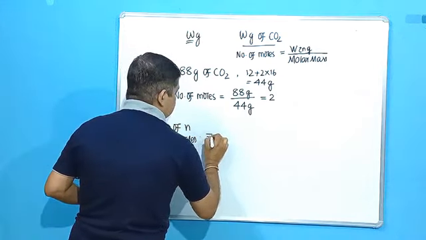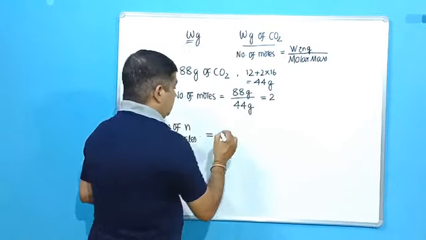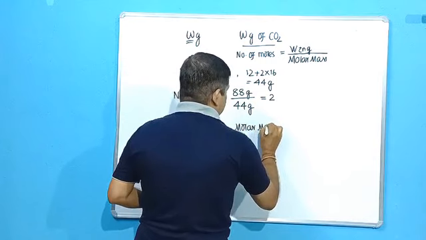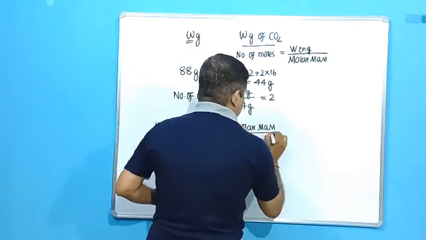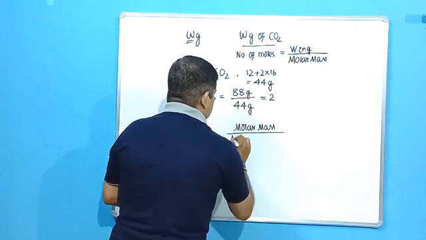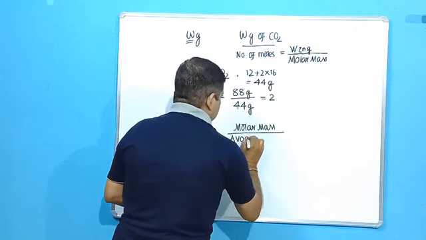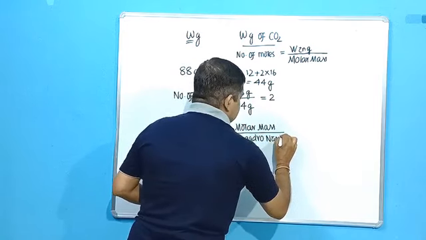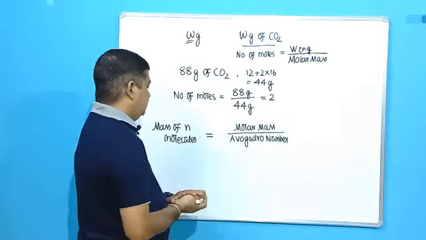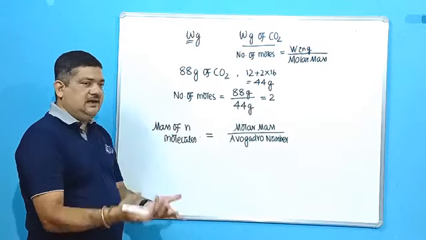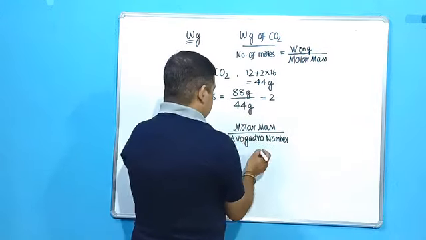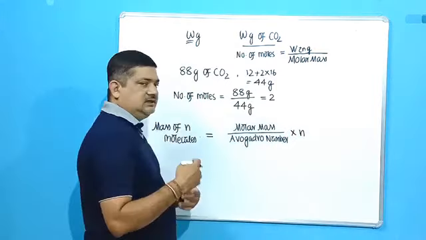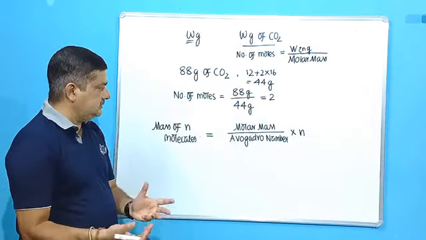Molar mass divided by Avogadro number. Avogadro number is 6.023 into 10 power 23. So the mass of n molecules will be molar mass by Avogadro number into n. For molecules, you can apply any formula directly.